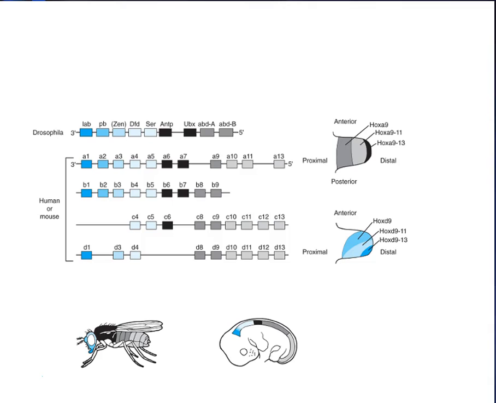So here's just a diagram of the Drosophila HOX genes and then how many are in humans. And many are similar, but certainly not the same. But basically, the turning on and off of these HOX genes does determine anterior-posterior as well as dorsal-ventral.